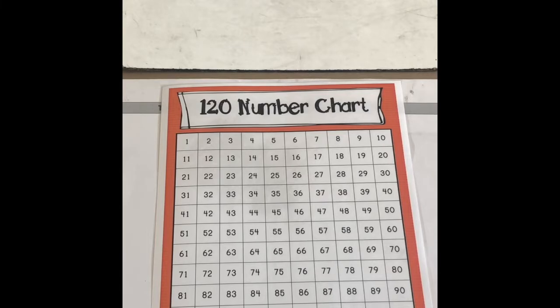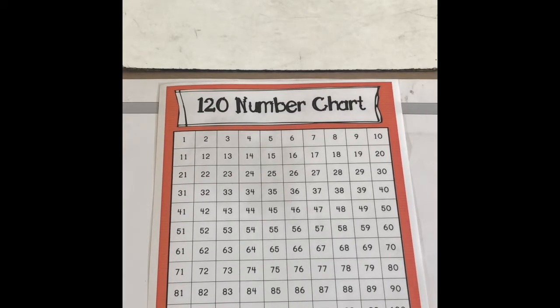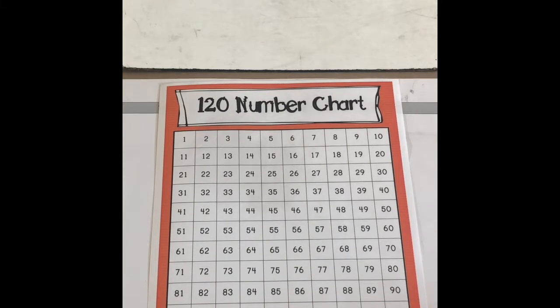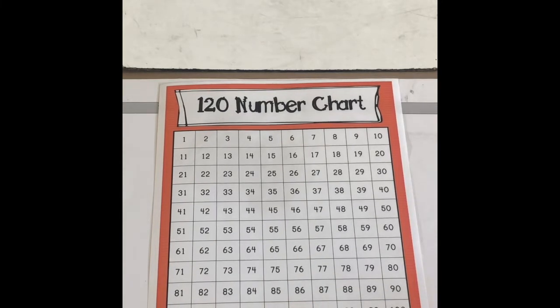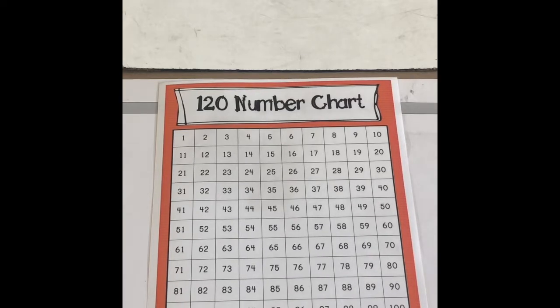Today we're going to talk about numbers all the way up to 120, and we're going to look at place value. You can see I have my 120 number chart. So instead of just going to 100 like a hundreds chart, it has two more tens all the way up to 120. So let's take a look at something we've worked with before. This is our place value mat. So when we have numbers all the way up to 120, we have different digits.